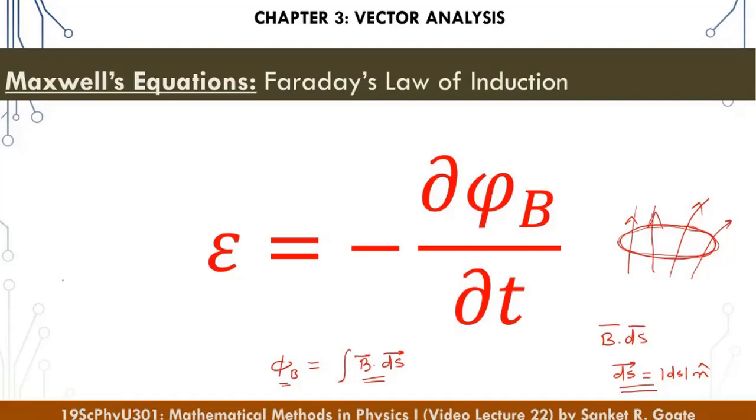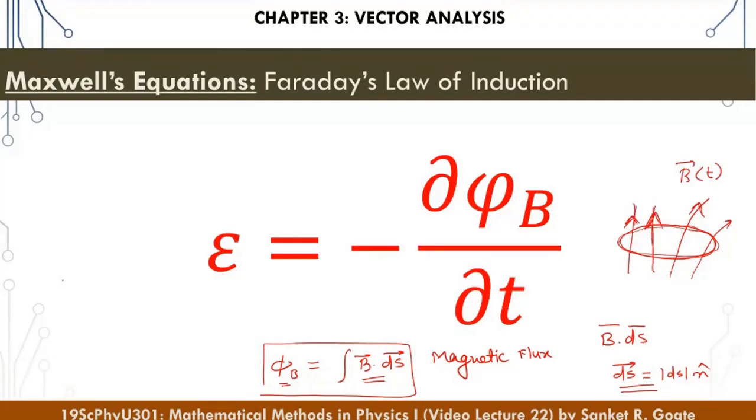Now you take the dot product and go on adding all these infinitely many, infinitesimally small area dot products for all these area elements, and that way you calculate this phi B, which is called the magnetic flux. And then Faraday's law of induction says that EMF is induced whenever there is a change in flux, magnetic flux.